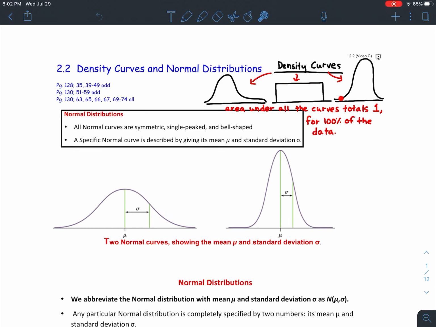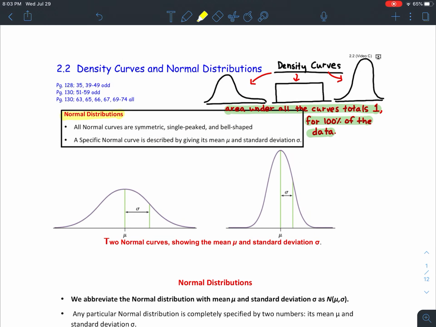If it's somewhat flat on the top, we call those uniform, or something more even like this, we call that roughly or approximately symmetrical. The important thing that we want to keep in mind when we're talking about density curves is that all of the area under the curve is supposed to total 1 for 100% of the data.